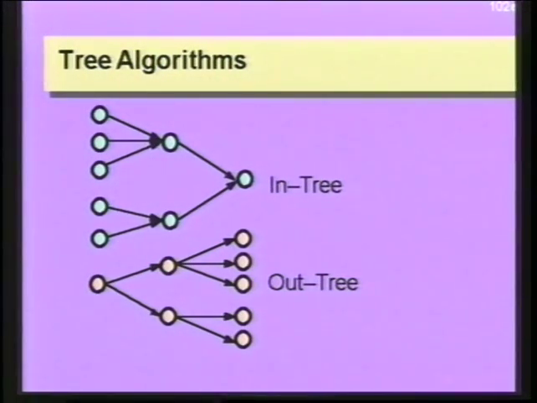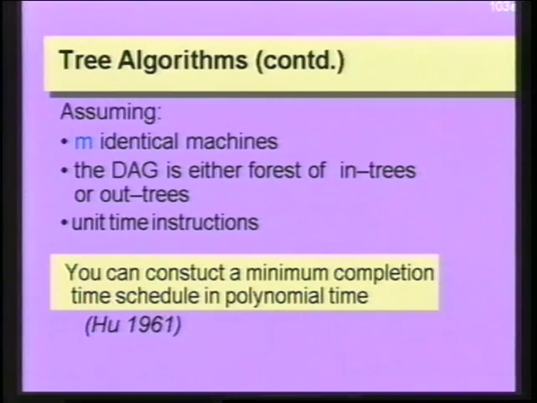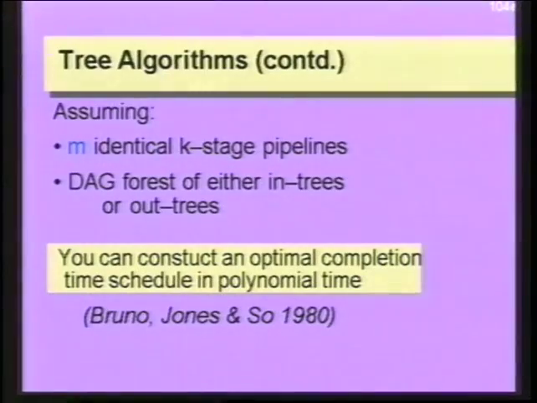Now again, a problem from classical scheduling theory says that if you have m identical machines and your directed acyclic graph is a forest of either in-trees or out-trees, and you have unit time instructions, then constructing a minimum completion time schedule is easy to do. It's efficient. In other words, it's polynomial time. Now this particular result carries over rather directly to the problem of scheduling pipelines where each pipeline has the same number of stages, namely some value k. So if you have m identical k-stage pipelines, then again, you can construct an optimal completion time schedule in polynomial time in a rather straightforward way.